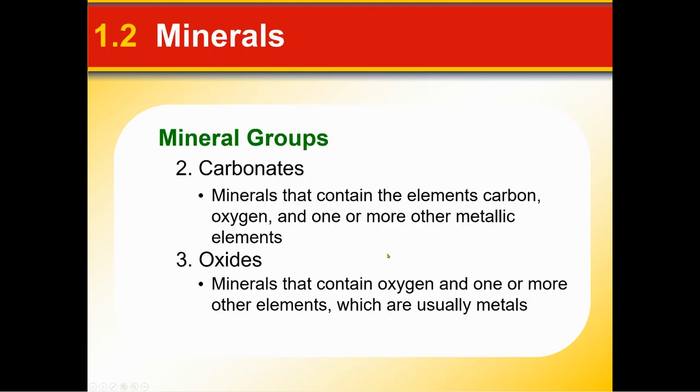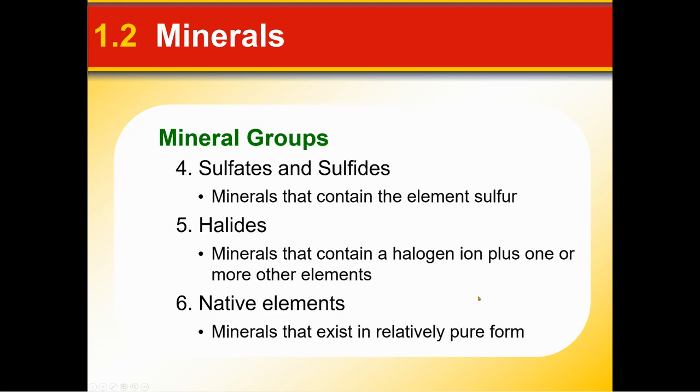There are other mineral groups. They're carbonates, minerals that contain the element carbon and oxygen and one or more other metallic elements. There are oxides, minerals that contain oxygen and one or more other elements, which are usually metals. So oxides are usually carbon dioxide, aluminum oxide. Okay. There are sulfates and sulfides, minerals that contain sulfur. There are halides, minerals that contain halogen ions plus one or more other elements.